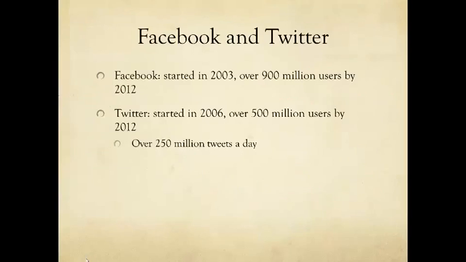Now, as most of us know very well, Facebook and Twitter have already become among the dominant communication modes, especially among younger people. Facebook started in late 2003, and by the time of its IPO in spring 2012, it had over 900 million users worldwide. Twitter started much later, and by 2012 got over 500 million users worldwide. And one estimate says that within a day, it processed over 250 million tweets.